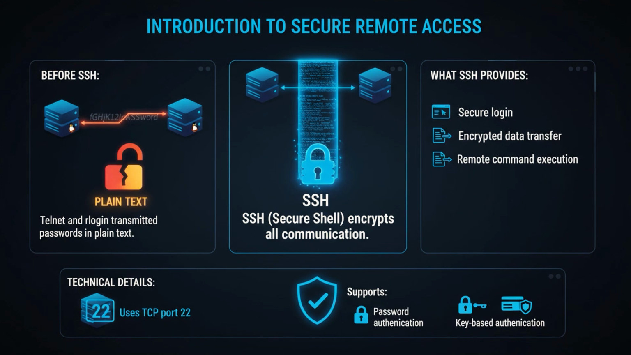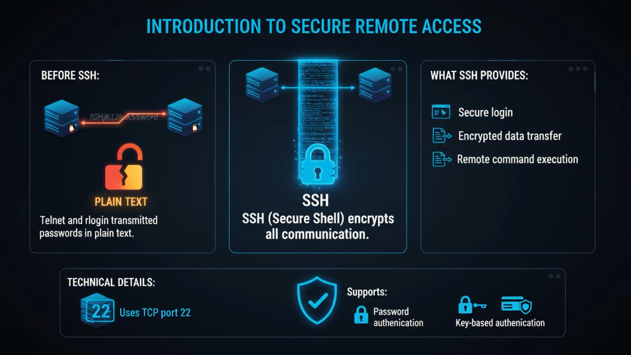So before SSH, tools like Telnet and rlogin transmitted passwords in plain text, whereas SSH, that is secure shell, replaced them by encrypting all communication. So SSH provides secure login, encrypted data transfer, and remote command execution. And it uses TCP port number 22 and supports both password and key-based authentication.